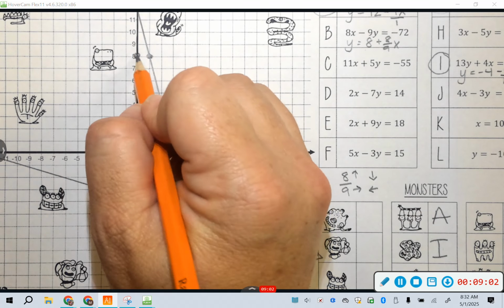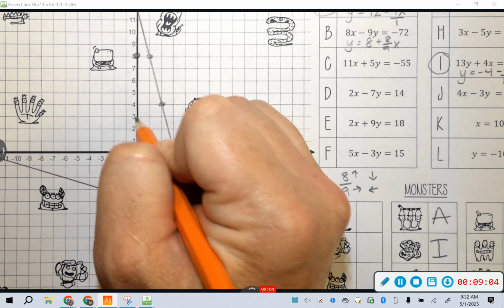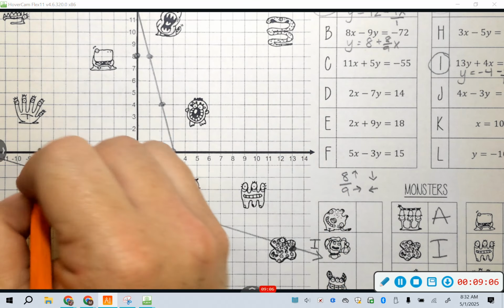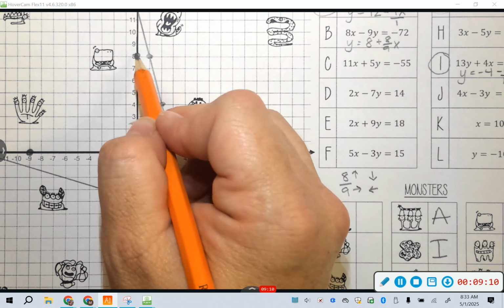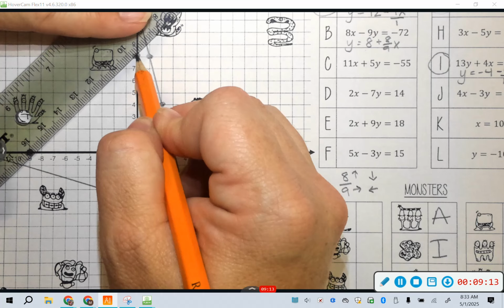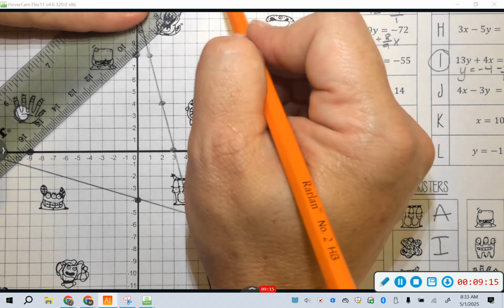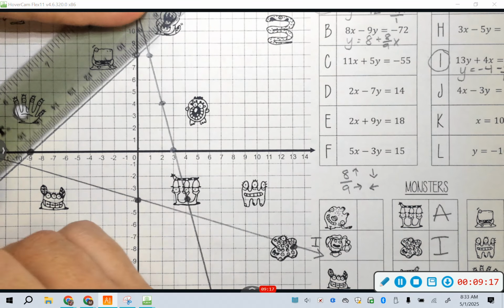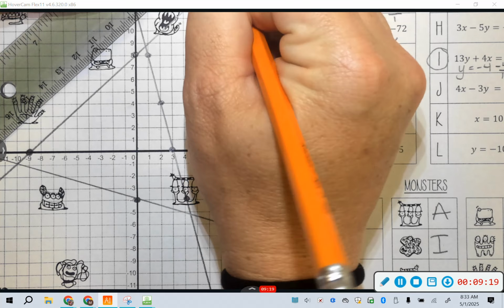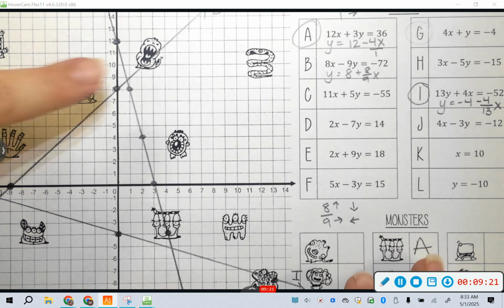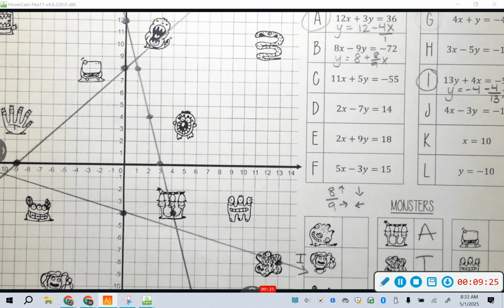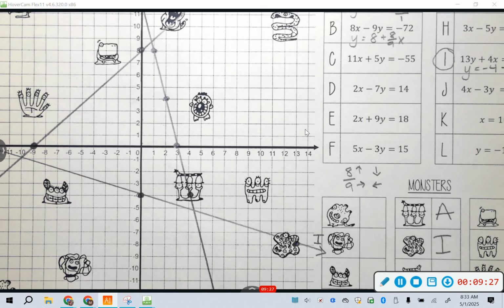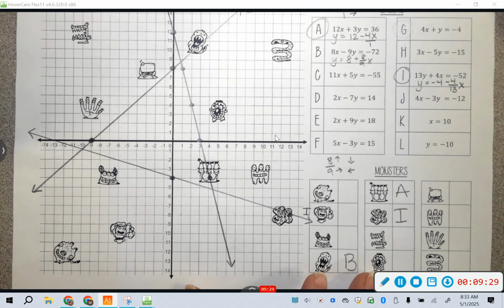So, I can go down 8, 1, 2, left 9, and put a point. And really, there's no room to put any more points, so you can only do 2 points. And when I draw my line, so this is B, it goes through this little scary guy. What one was that? That's B.